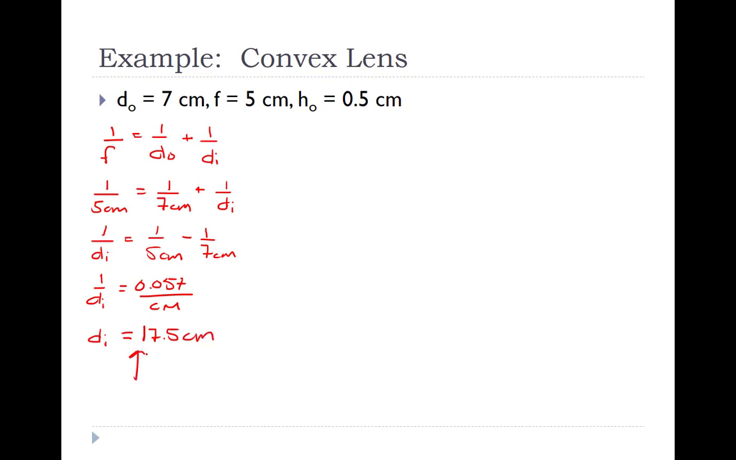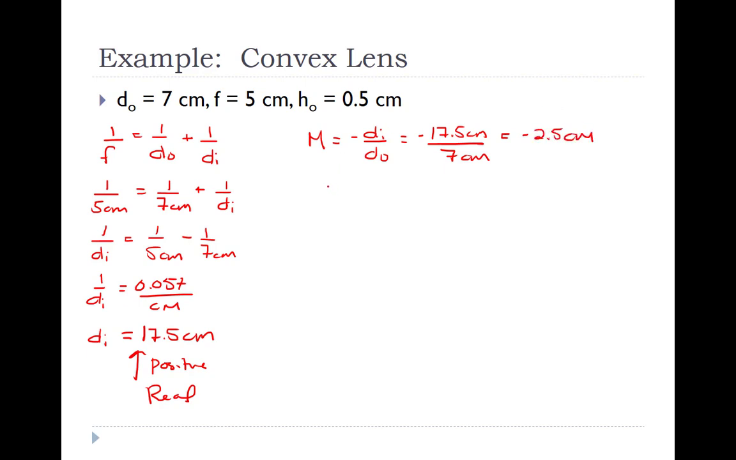And look, it is positive. Therefore, it is real. I can now find the magnification by taking the ratio of the image distance to the object distance with a negative out in front. So that's negative 17.5 centimeters divided by 7 centimeters. So 17.5 divided by 7 is 2.5 with a negative sign because that comes along for the ride.